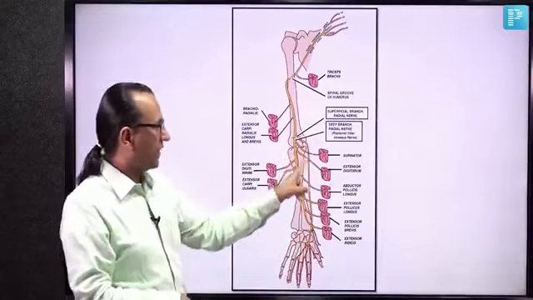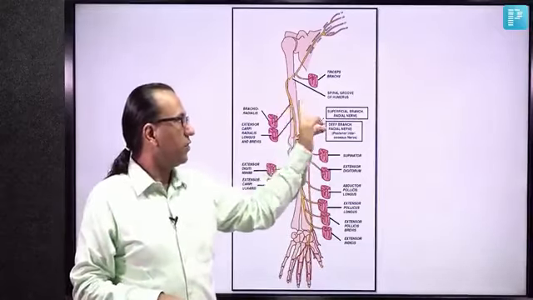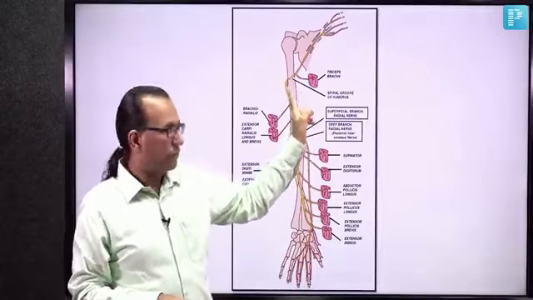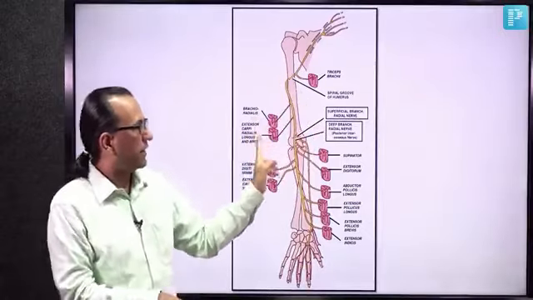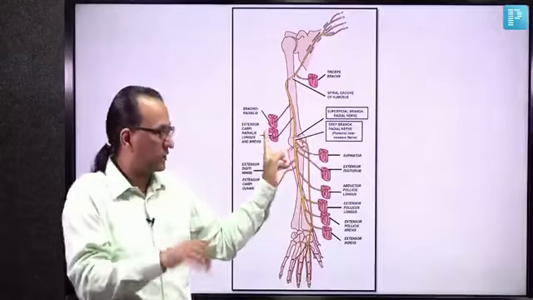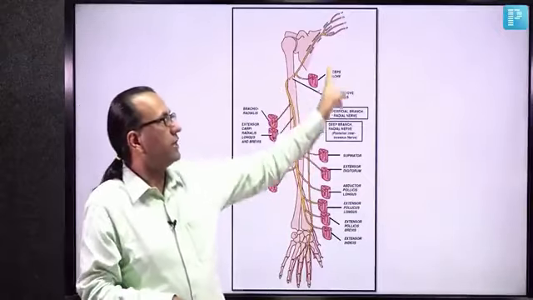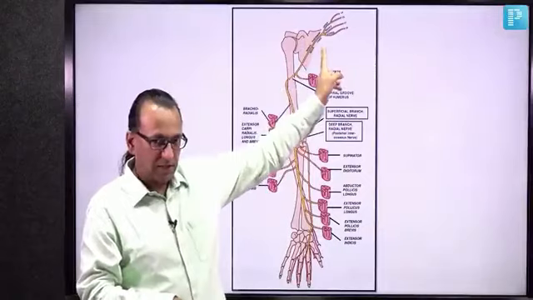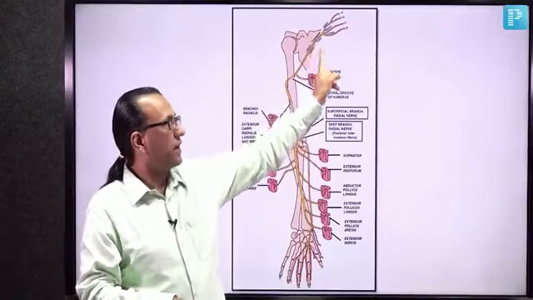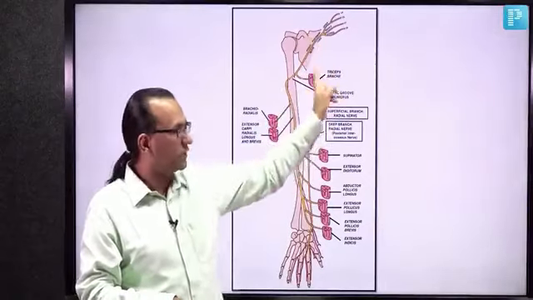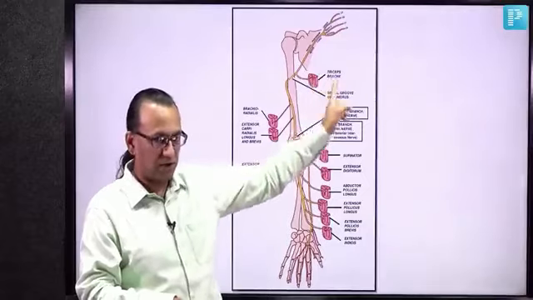And what if I have an injury of the radial nerve below the radial groove, in the lower part of the radial groove? Then the ECRL muscle will be paralyzed and there will be difficulty in wrist extension. And what if I have an injury of the radial nerve in the axilla itself, like crutch palsy? Then you will find that there is also loss of elbow extension because there is paralysis of the triceps muscle.